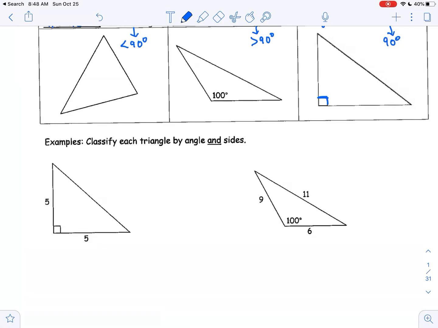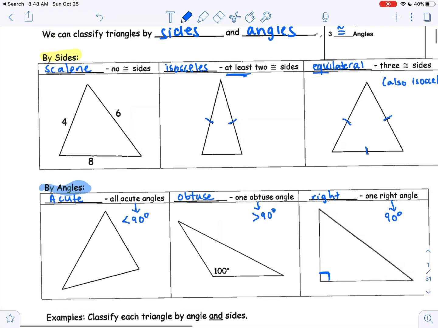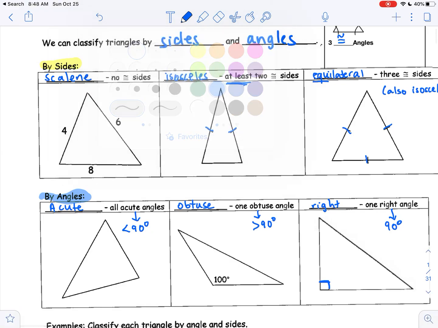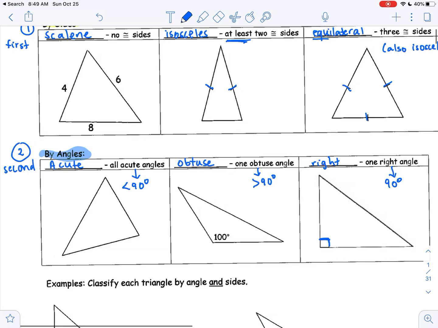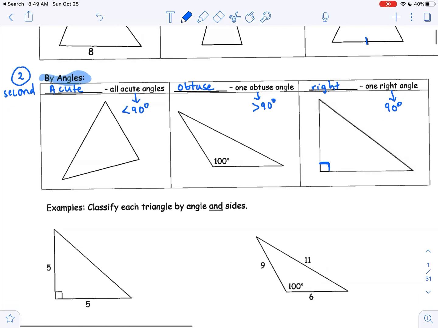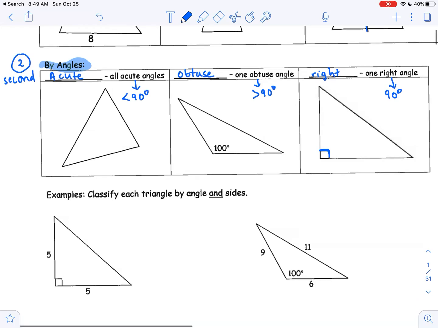And down below here, you're going to have a few problems tonight where you have to classify by angles and by sides. I usually describe the triangle by sides first, and then by angles. So by one, I mean first, second. If, however, you describe by angles first and then sides second, that is fine as well. I think that is just a recommendation, but it's not required.